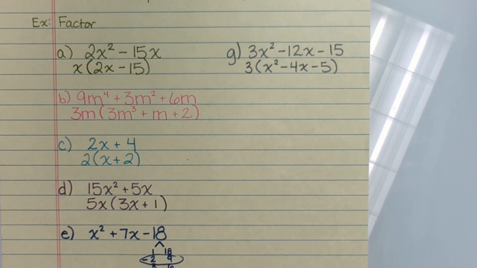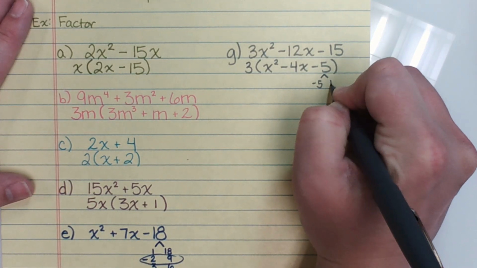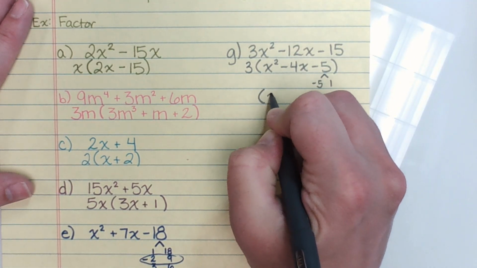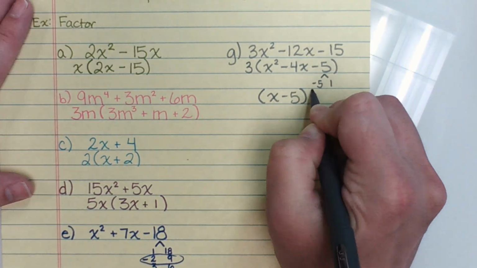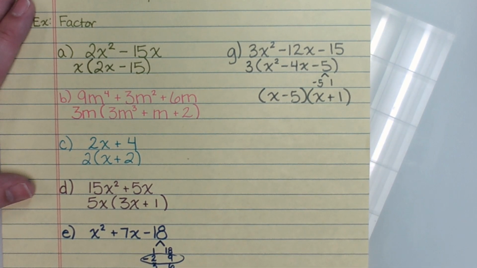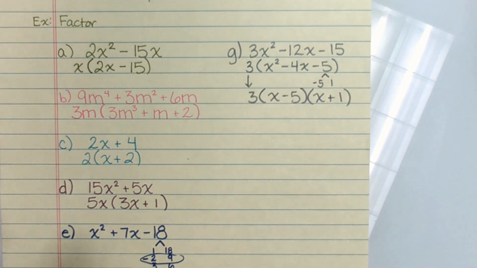Because do I still need to do the full AC method now with that 3 out? No, I can do the shortcut. 2 things that multiply to -5, but when I add them, I get -4. -5, +1. X minus 5, x plus 1. But do not forget, if you did a GCF, put it back on front.